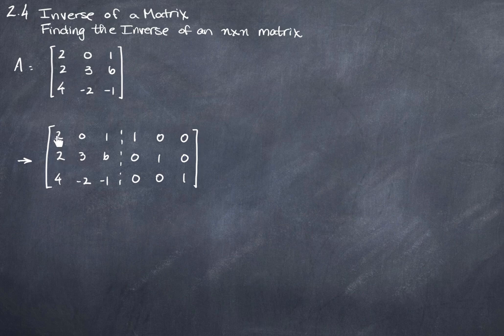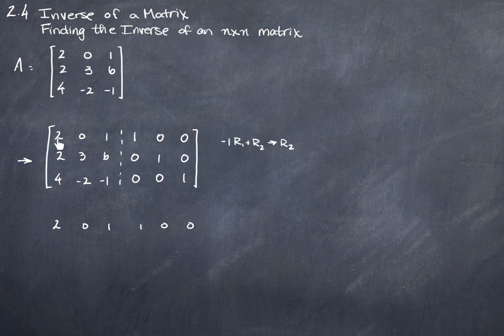Because if I add negative 2 to 2, I get 0. So what I'm essentially doing here is negative 1 times row 1 plus row 2, and that's going to be my new row 2. So let's do that first. That's not changing row 1. It is just using it.